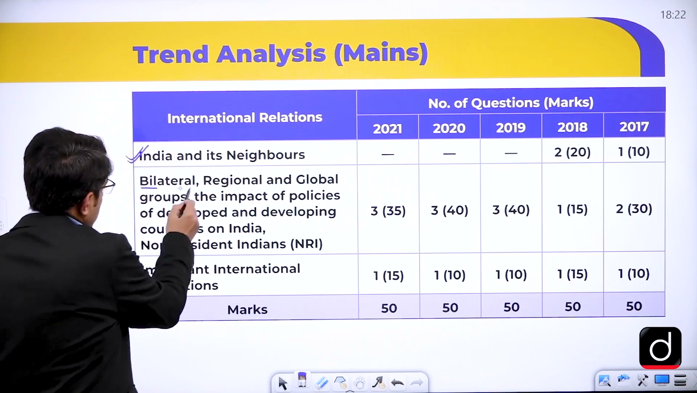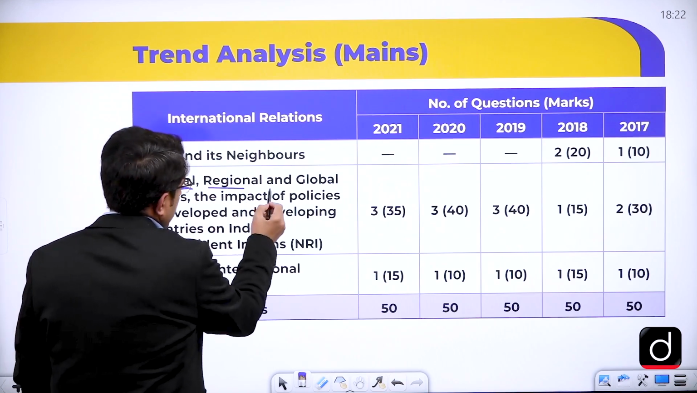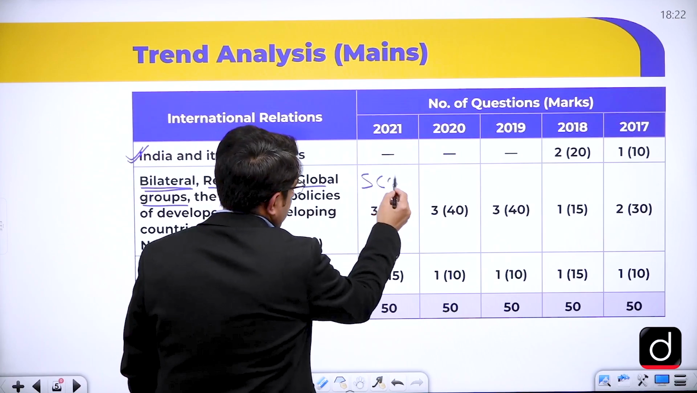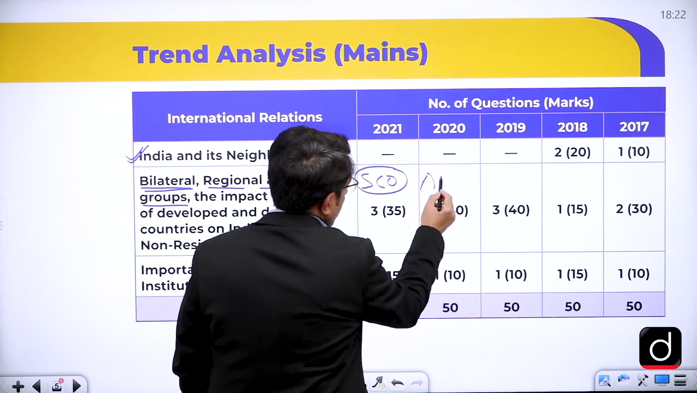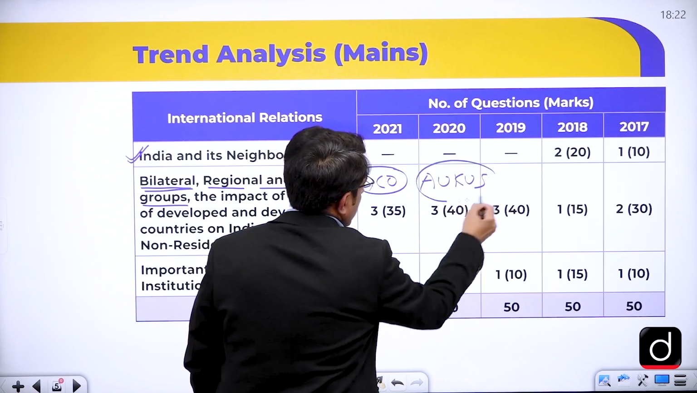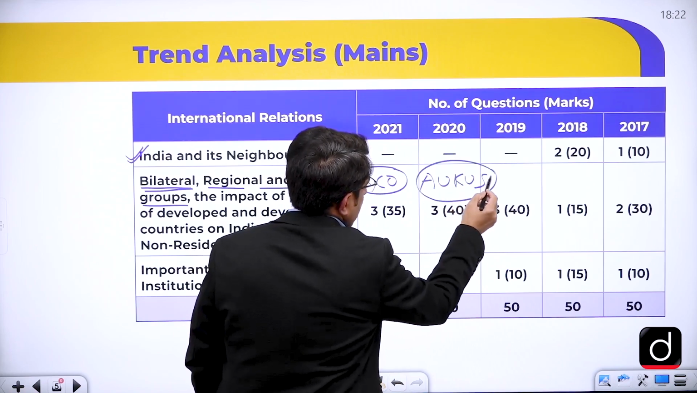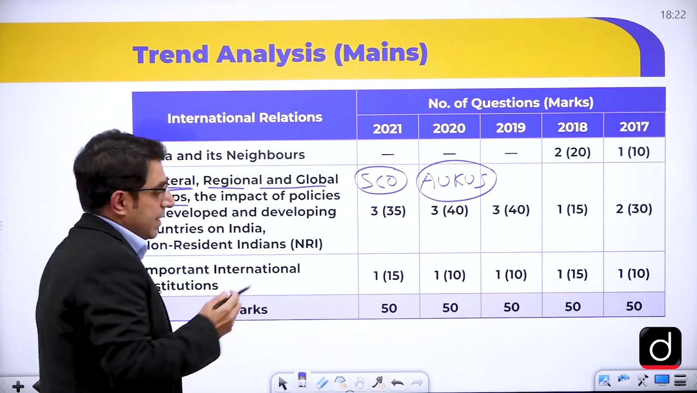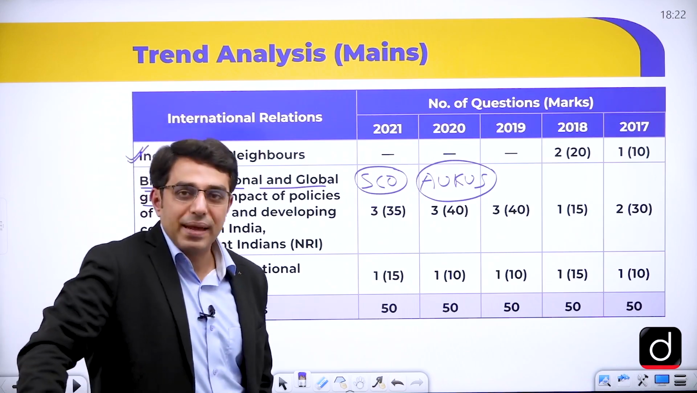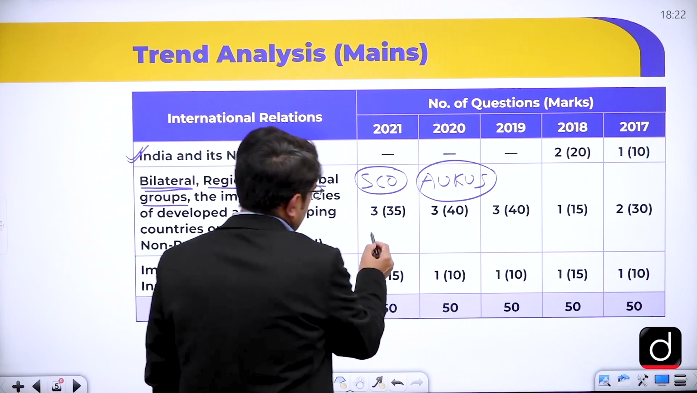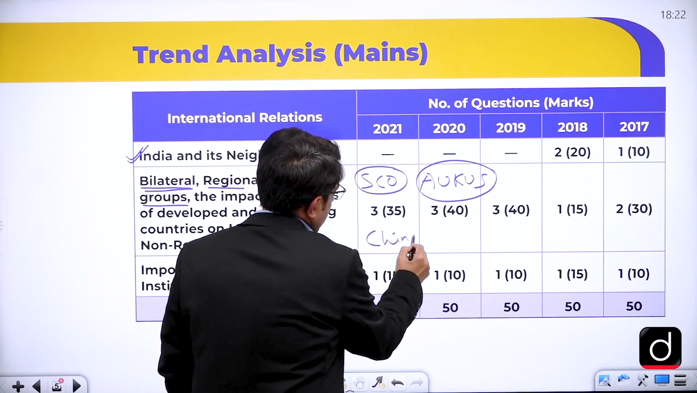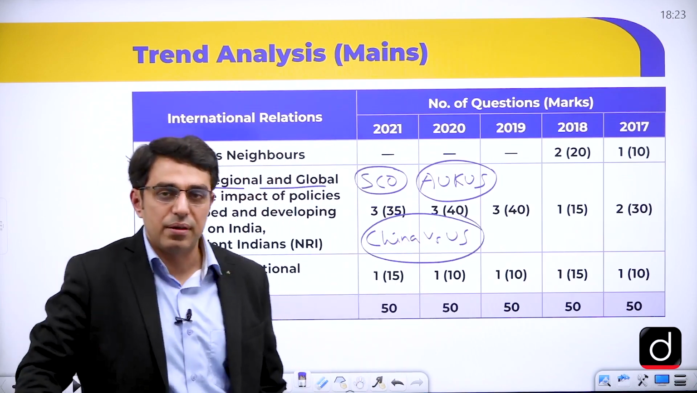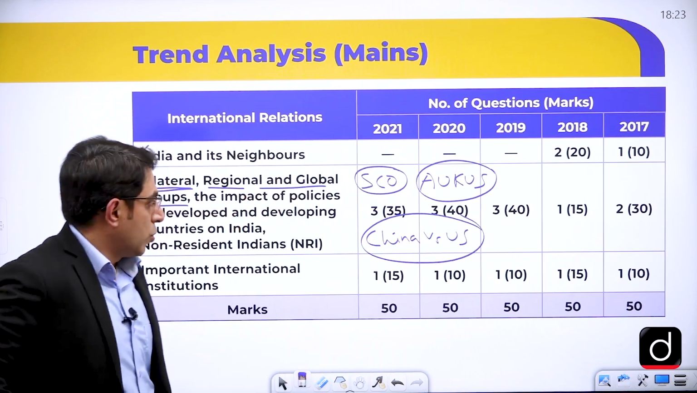Now from where are the questions being asked? UPSC has been asking from regional and global groupings. Even this year they have asked a question on SCO, which is the Shanghai Cooperation Organization, and a new alliance formed by Australia, UK and the US, AUKUS. Then again, important international developments that also impact India: under this heading a question has been asked about the China-US rivalry and how it compares with the US-USSR rivalry of the Cold War era.